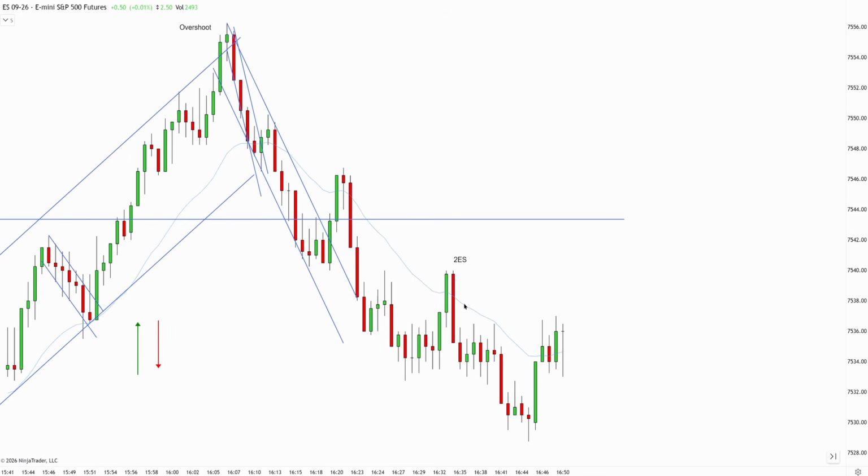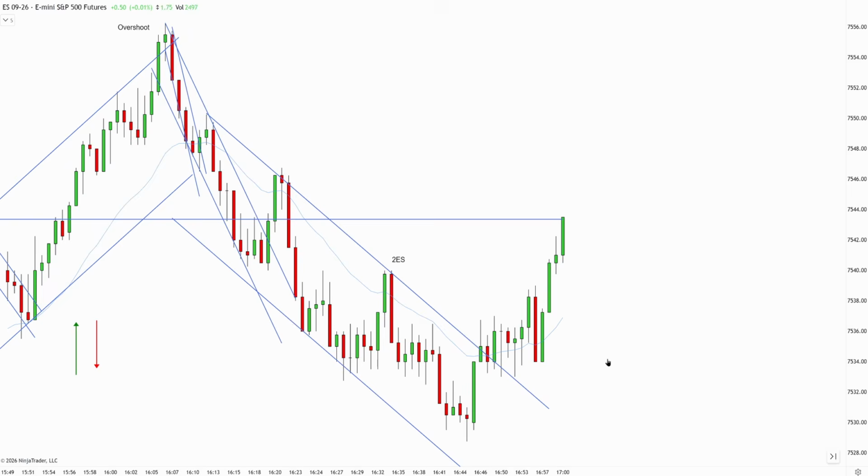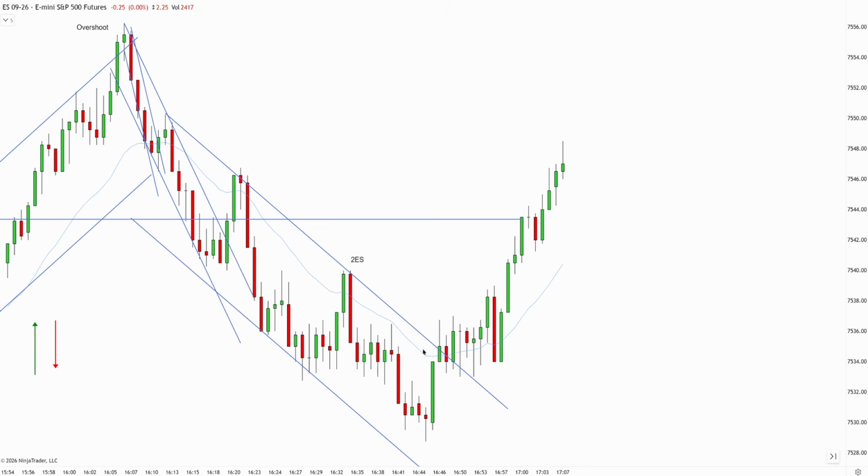When I was watching this live, I was thinking about a potential spike and channel pattern because the market kept pushing lower, but it was quickly invalidated because buyers stepped back in.